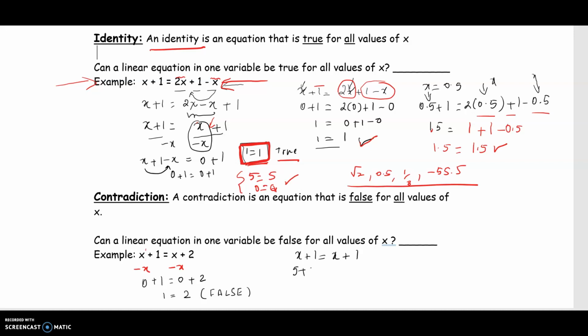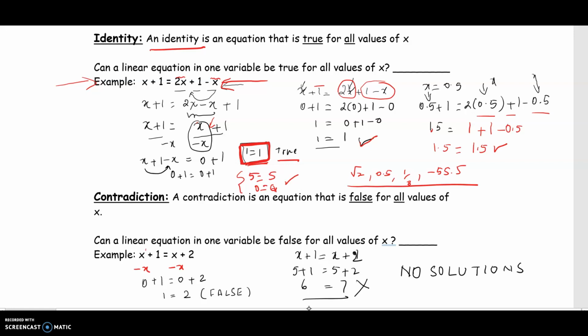Suppose I plug in a 5. 5 plus 1 equals, I'm sorry, that's a 2. 5 plus 2. So 7 on the right, 6 on the left. 6 equals 7, not true. So no matter what number I plug into this equation, I'm never going to get a valid equation, which means it is a contradiction. This type of equation has no solutions.